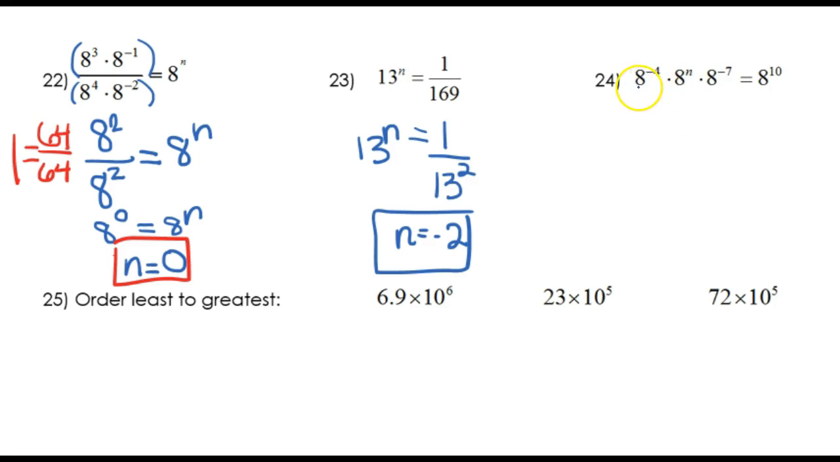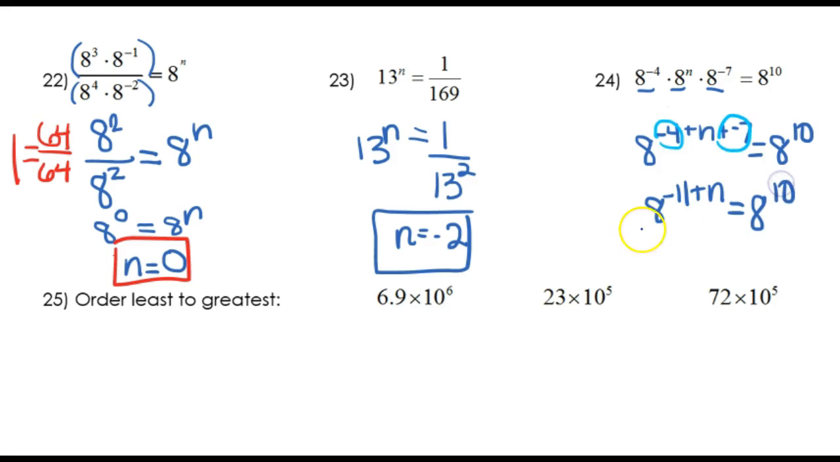Number 24. Same bases, they're all 8s, and we know that we're multiplying. So we know that this is 8 to the negative 4 plus n plus negative 7 is going to give us 8 to the 10th power. Simplifying this a little bit, we have our negative 4 plus negative 7 gives us negative 11. So negative 11 plus n gives us 8 to the 10th power. Negative 11 plus what gives us 10? Figuring that out, that's going to be 21. 21 plus negative 11 will give us 10.